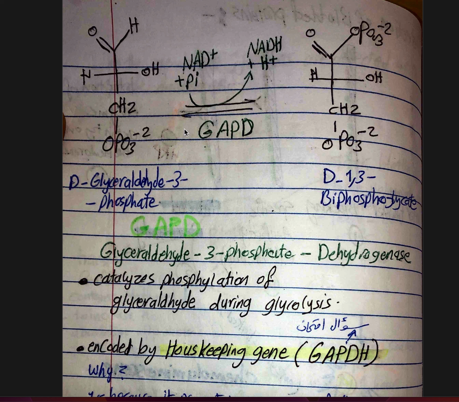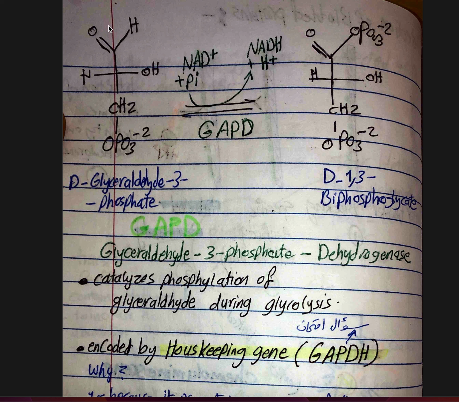This enzyme, glyceraldehyde 3-phosphate dehydrogenase, uses NAD positive plus a phosphate group and turns it into NADH plus H positive, and then it produces D-1,3-bisphosphoglycerate. So this enzyme catalyzes the phosphorylation of glyceraldehyde during glycolysis.